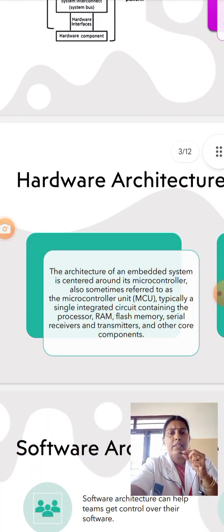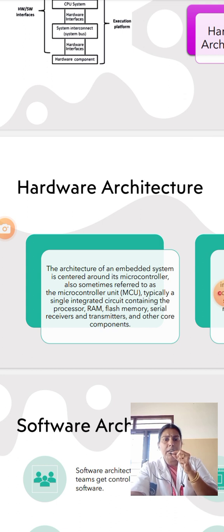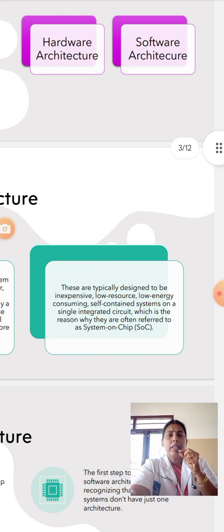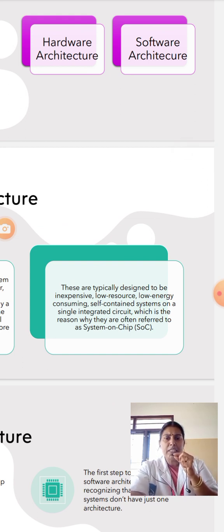Okay, next let us see the definition for this one. The architecture of an embedded system is centered around its microcontroller, also sometimes referred to as microcontroller unit, MCU. Typically, a single integrated circuit containing the processor, RAM, flash memory, serial receivers and transmitters and other core components. These are typically designed to be inexpensive, low resource, low energy consuming, self-contained systems on a single integrated circuit, which is the reason why they are often referred to as system on chip.